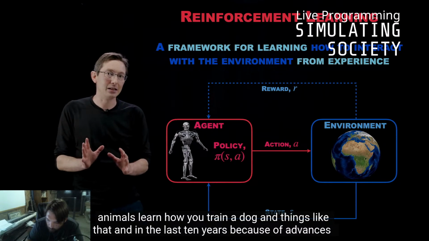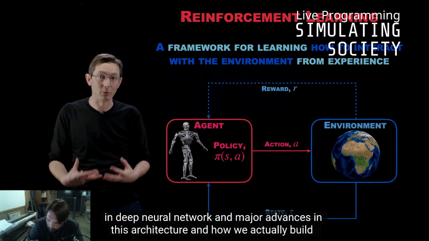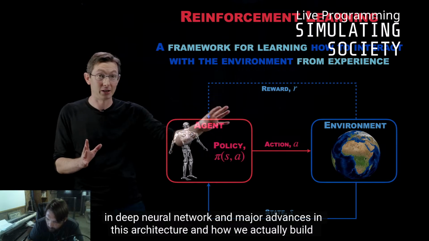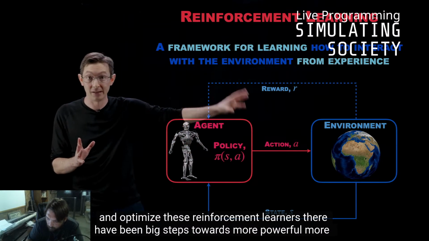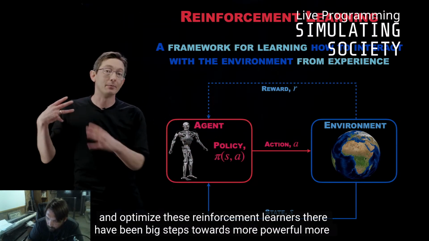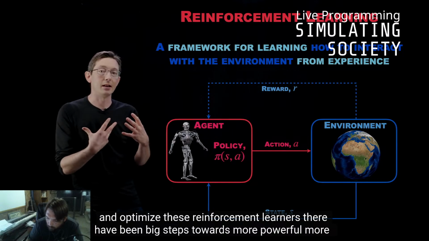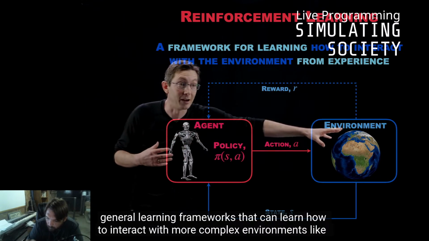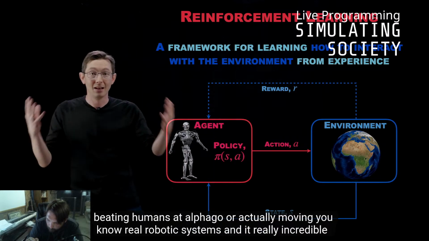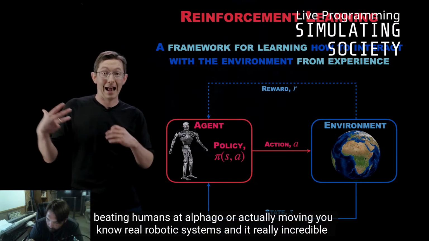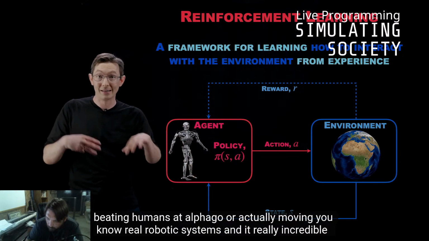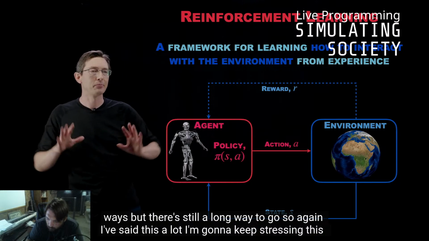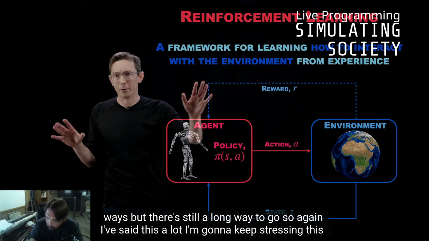And in the last 10 years, because of advances in deep neural networks and major advances in the architecture and how we actually build and optimize these reinforcement learners, there have been big steps towards more powerful, more general learning frameworks that can learn how to interact with much more complex environments, like beating humans at Go or actually moving real robotic systems in really incredible ways. But there's still a long way to go.